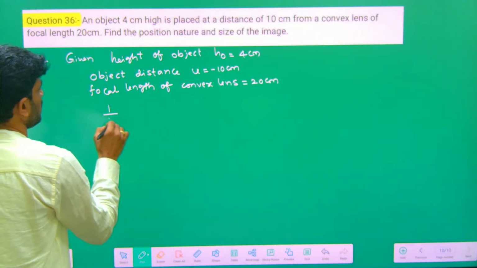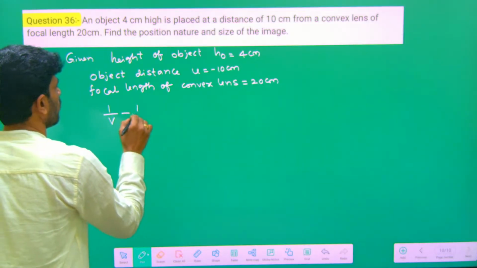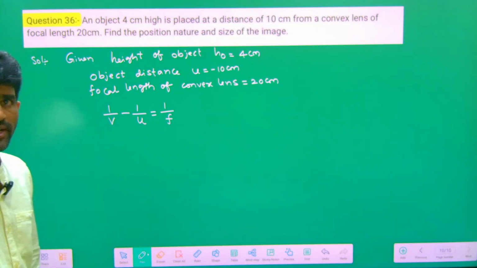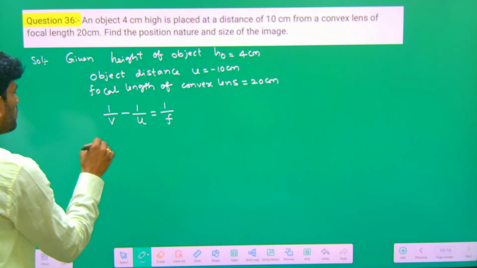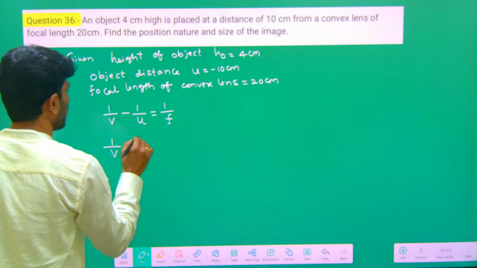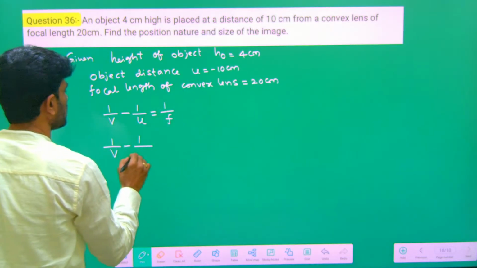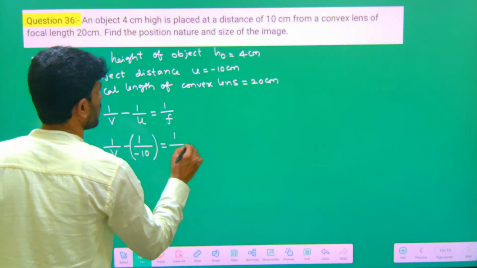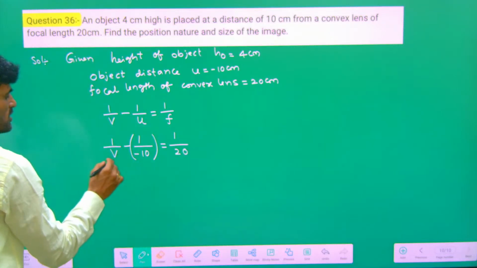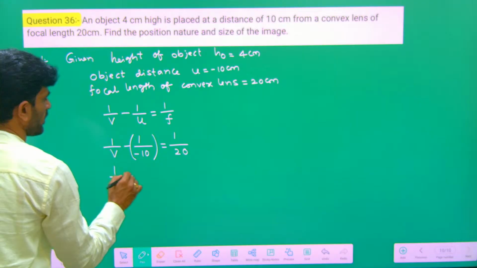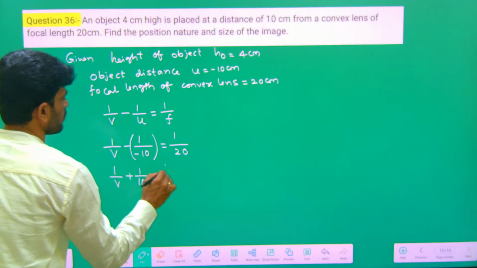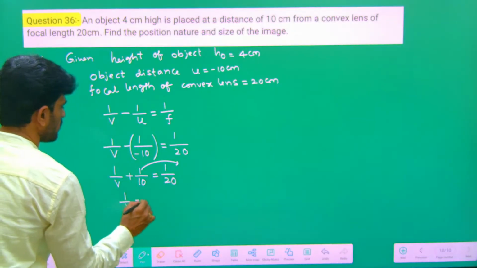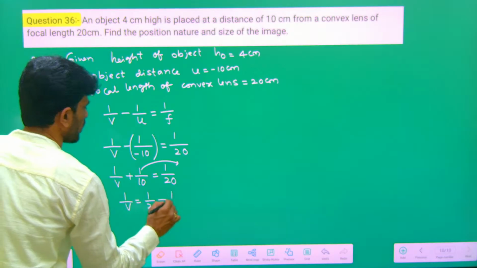So 1 by v minus 1 by u is equal to 1 by f. 1 by v we do not know, minus 1 by u: u is minus 10, so minus of 1 by minus 10 is equal to 1 by f, 1 by 20. Now this is 1 by v, minus into minus is plus, 1 by 10 is equal to 1 by 20. So transpose 1 by 10 to the other side. We get 1 by v is equal to 1 by 20 minus 1 by 10.